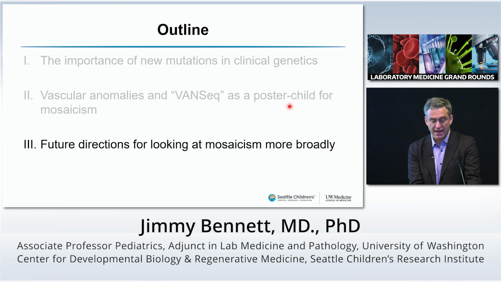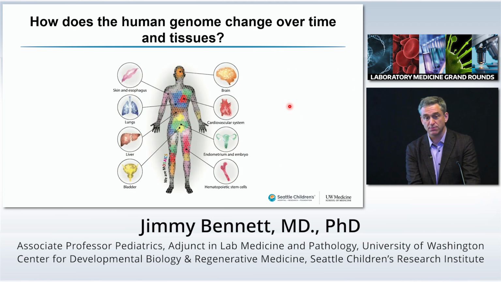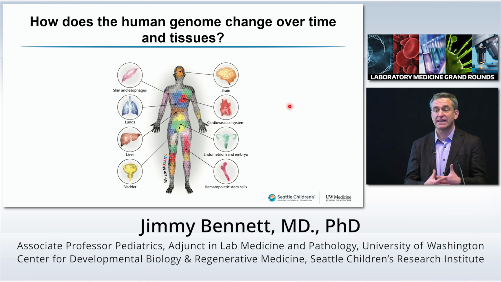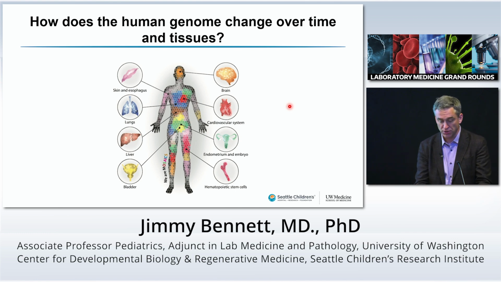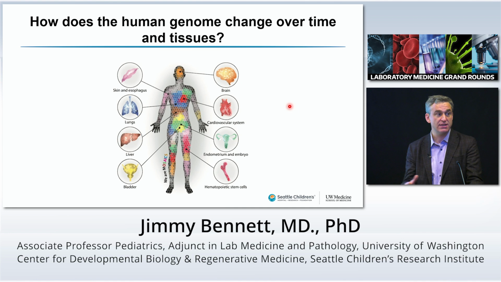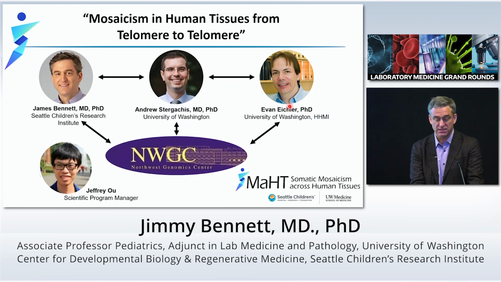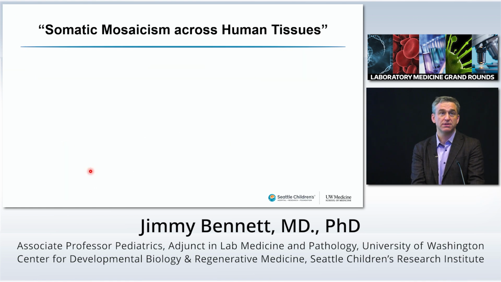Okay, and so then I will end with just the future directions for looking at mosaicism more broadly. I think I've laid the groundwork for why I think that really cataloging and understanding the rates and distribution of somatic mutations across many different normal human tissues will give us a search space, I think, for understanding many other human diseases. And pretty recently, we have started working on a project, which is a collaboration between myself, Dr. Andrew Stergachis, and Evan Eichler, and we have a scientific program manager, Jeffrey Wu, that is called Mosaicism in Human Tissues from Telomere to Telomere.